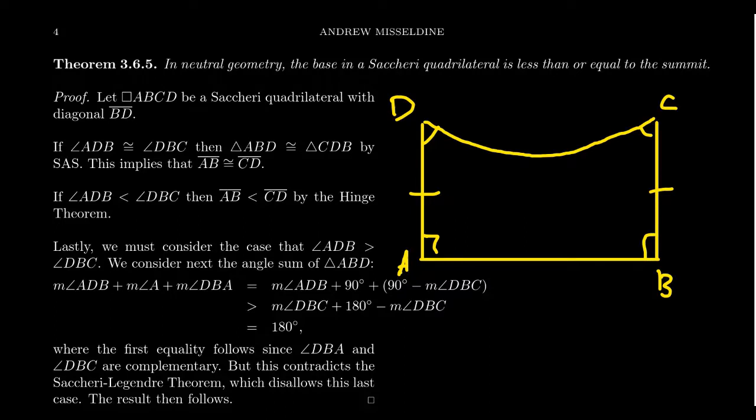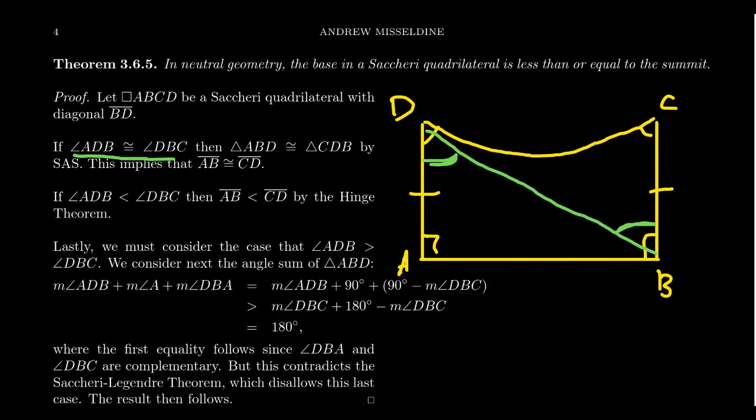So consider the following situation. We have our Saccheri quadrilateral ABCD, and consider the diagonal BD, like so. Well, there are basically three possibilities that we have to consider. Consider the angles ADB and DBC. So ADB is this angle right here, and the angle DBC would be this angle right here.